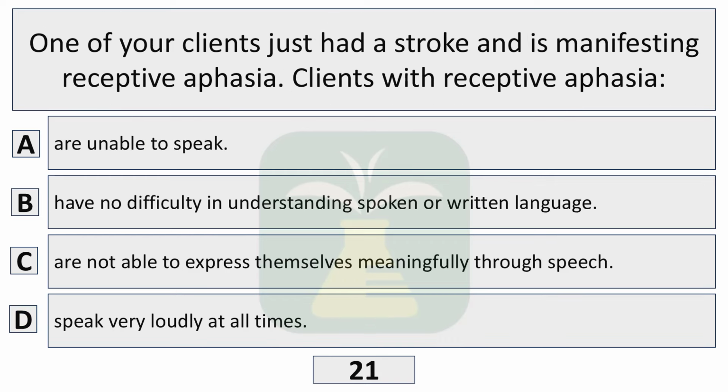One of your clients just had a stroke and is manifesting receptive aphasia. Clients with receptive aphasia: A, are unable to speak. B, have no difficulty in understanding spoken or written language. C, are not able to express themselves meaningfully through speech. D, speak very loudly at all times.